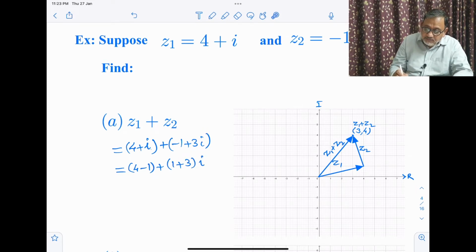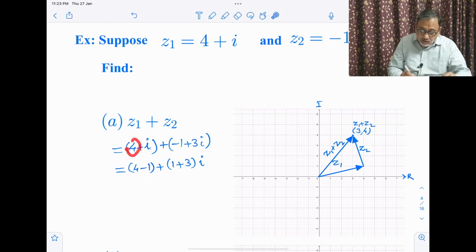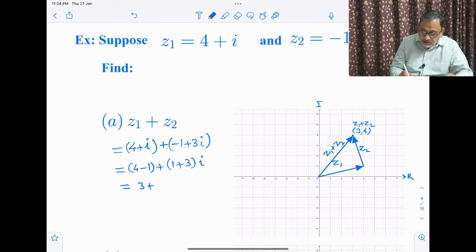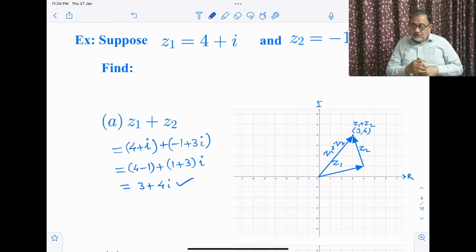Again I'll explain: 4 the real part and minus 1 another real part, they will be added together. In the same way, for the imaginary part, here is only 1, and 3i has 3 imaginary parts, so 1 plus 3. Like that, it will be 4 minus 1, 3, plus 1 plus 3, 4i. So look here, the diagram exactly represents the point 3, 4. So I hope you understood it. Okay.